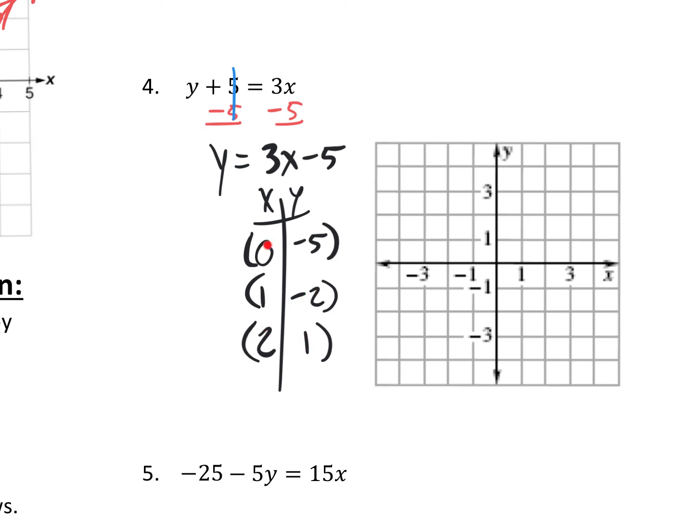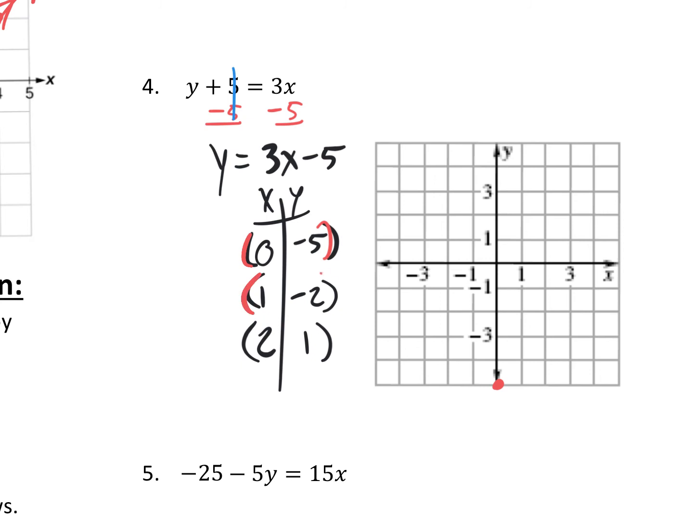Or I could have also said the x value of 0 gave us the y value of negative 5. The x value of 1 gave us the y value of negative 2. The x value of 2 gave us the y value of 1. These guys are coordinates, 0, negative 5. 0 on the x, negative 5 on the y. You'll be right there on the edge of the graph.